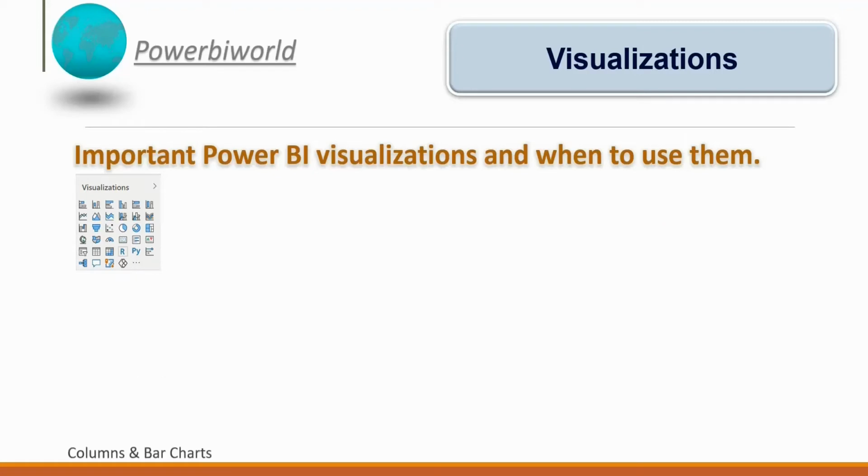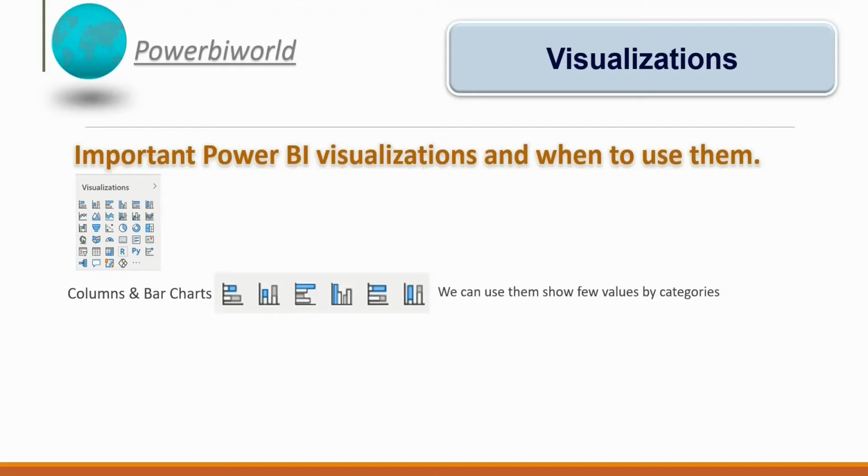The very first visualization is your column and bar chart, which looks like this on the Power BI desktop. We can use this column and bar chart when we have to show a few values by category or by segments, or to show day wise details in a column or a bar chart, or year wise sales, and so forth. So we can use these column and bar charts.